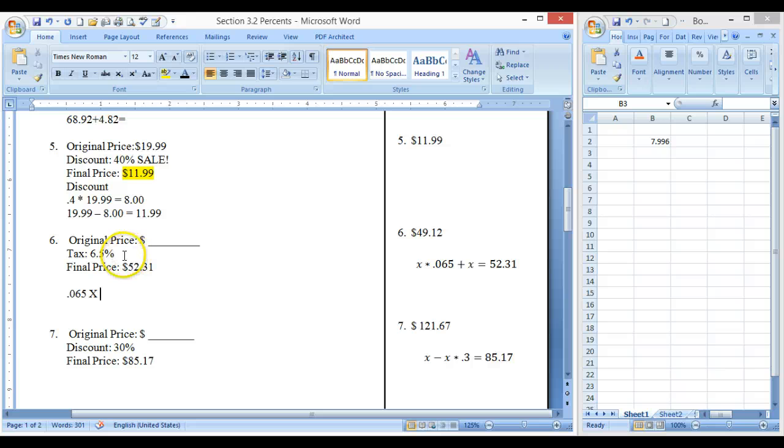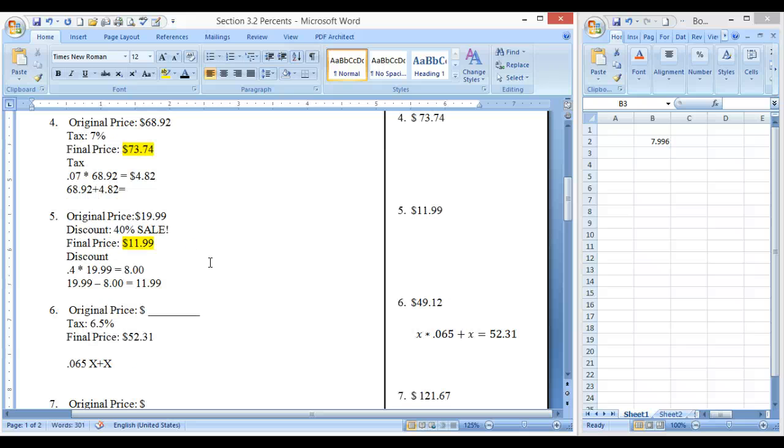But that only gave me how much money I have to pay in tax, and I have the final price. So I need the tax and I need to add that to the original price, which was x. Okay, so let's double check. Let's come back up here and just make sure that we did it right. We did the sales tax percent times the original price, which we did here. We just don't know what the original price is. And then we added that to the original price to get the final price. Perfect. So this should equal the final price of $52.31.